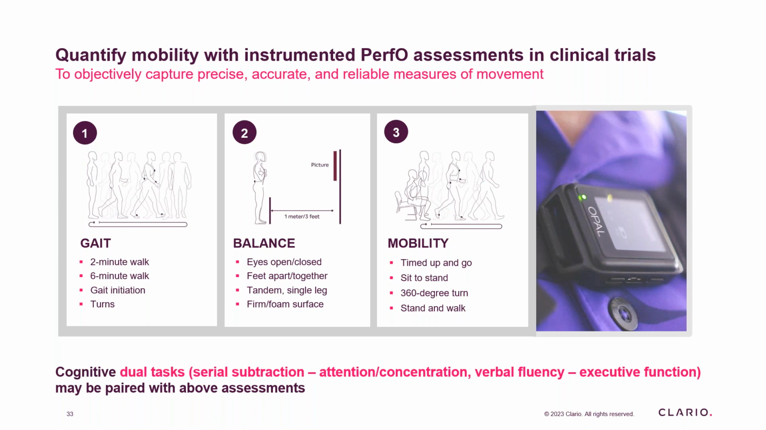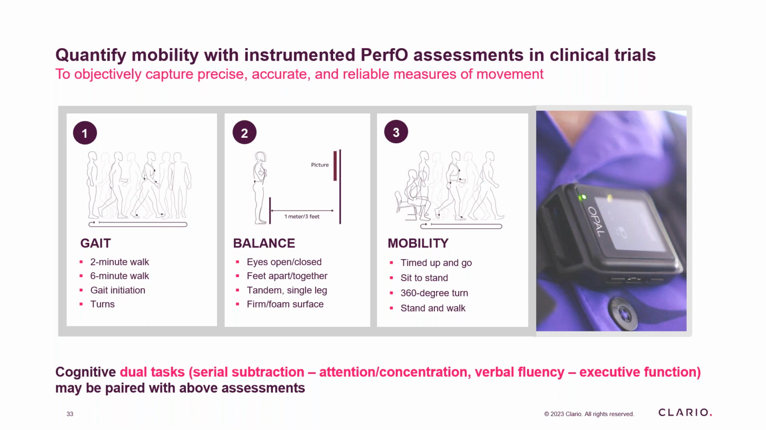Okay, so the best way to do this is really to quantify and instrument those performance outcome assessments, right? So when we think of mobility, it's really your ability to get from point A to point B successfully to perform your activities of daily living. So we see this in three breakdowns. You can assess gait, right? There's different ways to look at gait. We recommend a 2-minute walk test in which the participant is asked to walk at their most comfortable pace to assess how they walk normally.